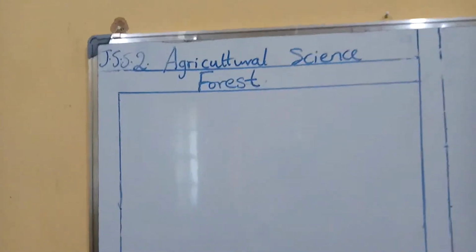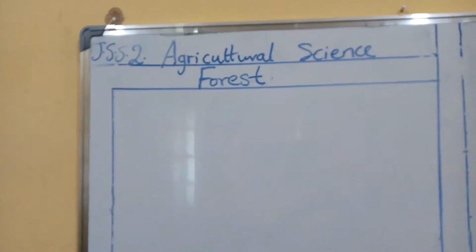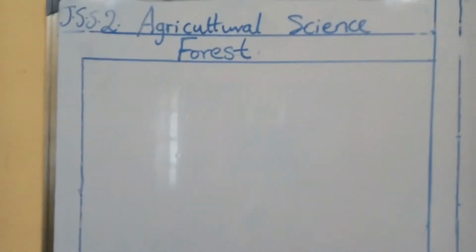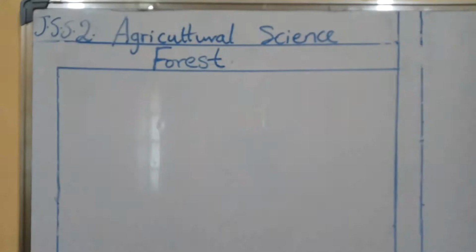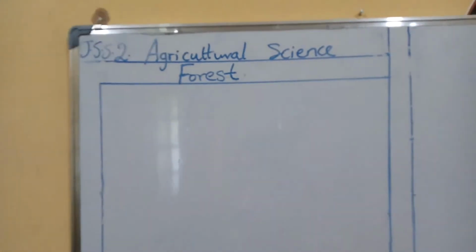Okay, our topic for today is forest. Remember I told you that the subject is agricultural science and our topic is forest. Now, what's a forest? I know the first thing that's coming to your mind is wild animals. Yes, I understand, wild animals, and those thick, tall trees, lions and everything. Now, let's take the definition of forest.